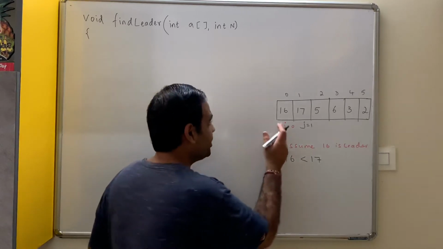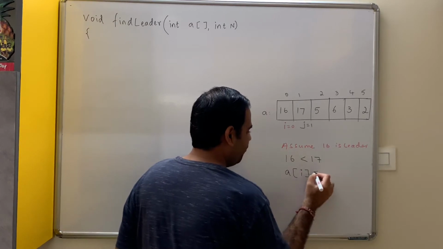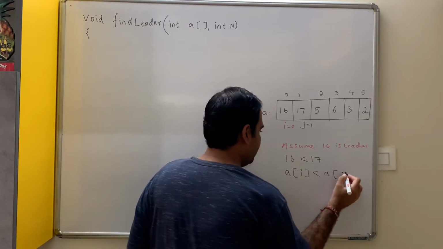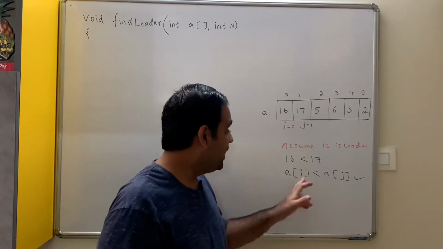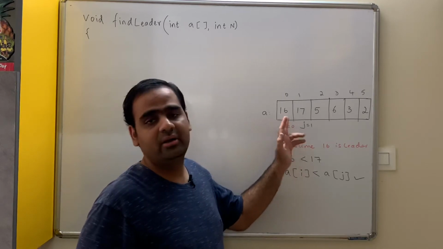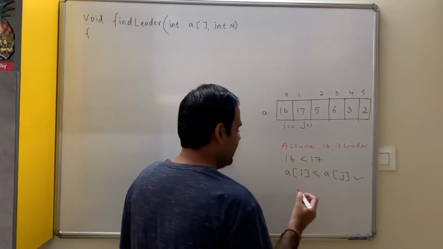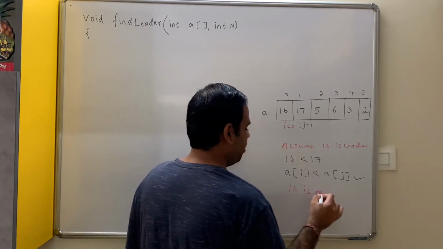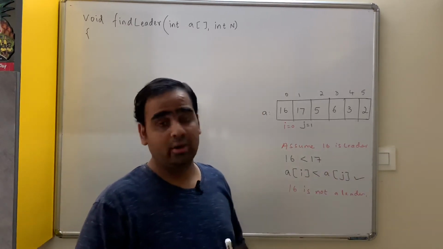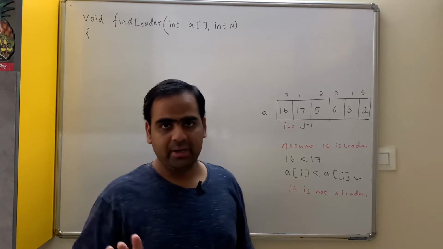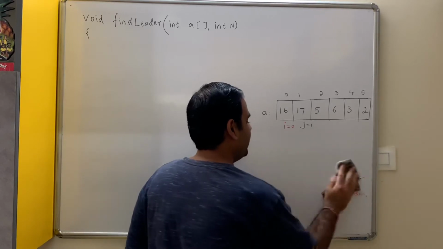Now tell me, how do you get 16? If the array name is A, you get 16 as A of i. Is A of i less than A of j? Yes, A of i is less than A of j. Now if A of i is less than A of j, can 16 be the leader? 16 cannot be the leader, so we conclude that 16 is not a leader, and we do not display it. Is that okay? Now let us do it for the element 17.